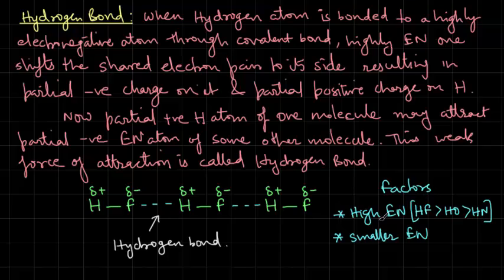The factors which help in that: first is high electronegativity. HF will be more inclined to form a hydrogen bond than HO, then HN. F is more electronegative, so this will be more polar. More polar means greater chances of forming this delta minus and delta plus. Therefore, this hydrogen bond will be much stronger. The second factor is a smaller electronegative atom. So the atom which is electronegative should be smaller, so the size of the atom matters.